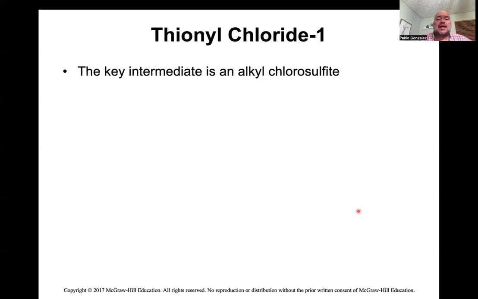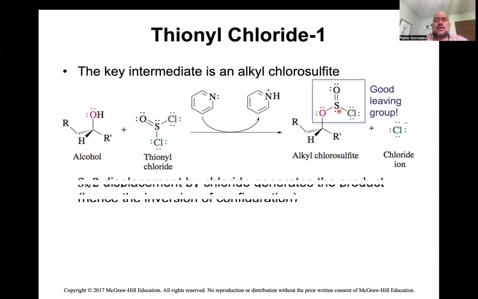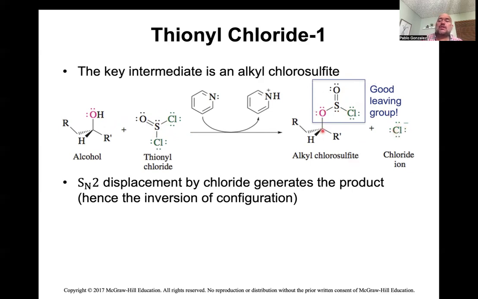The key intermediate is an alkyl chlorosulfite. This is basically this component here, attached to the oxygen, creating the chlorosulfite. And this is an excellent leaving group. The SN2 displacement by chloride generates the product. So the chloride in here, which is a nucleophile, is going to attack this carbon, which is my electrophile, and there's going to be a release. It's going to attack from the bottom because this group is so big that the chloride cannot attack the same face. So that's why you have the inversion of configuration.